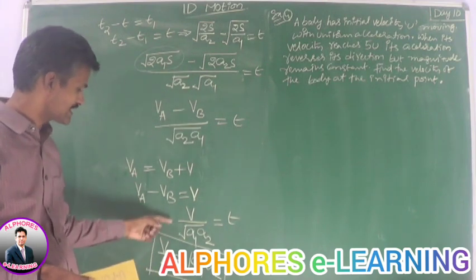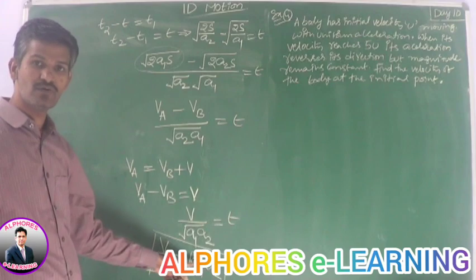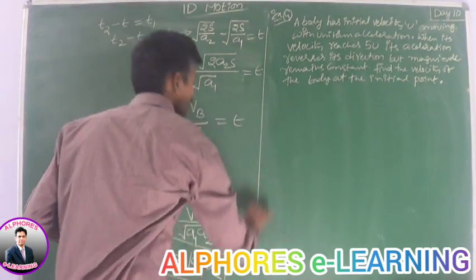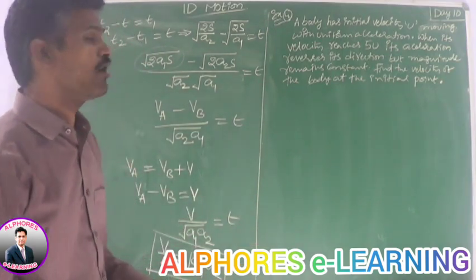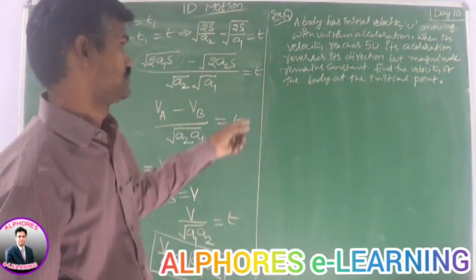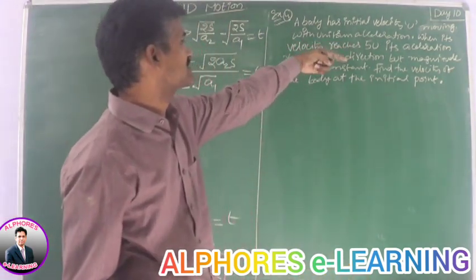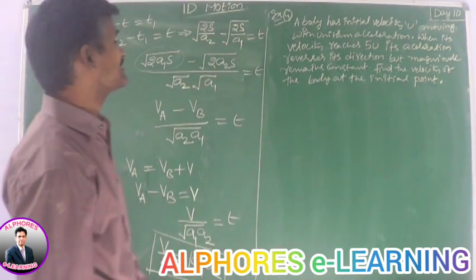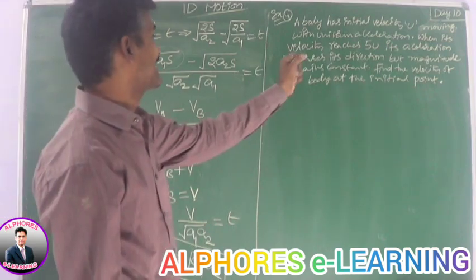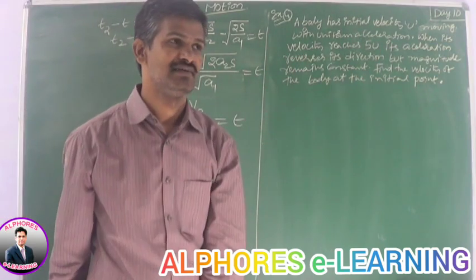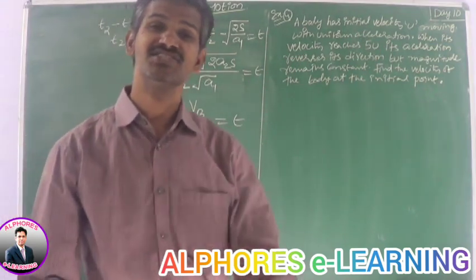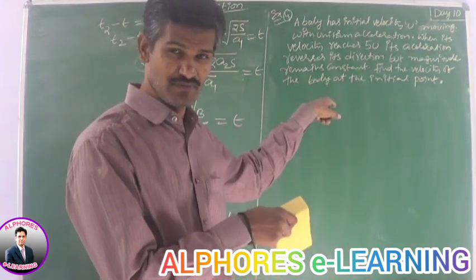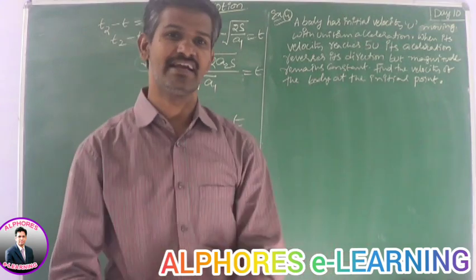So on substituting, you can get V by T is equal to root A1 into root A2. Next students, our next problem is: a body has initial velocity u, moving with a uniform acceleration. When its velocity reaches 5u, its acceleration reverses its direction. In the previous problem, acceleration ceases to act, there is no acceleration. In this particular problem, acceleration reverses its direction.